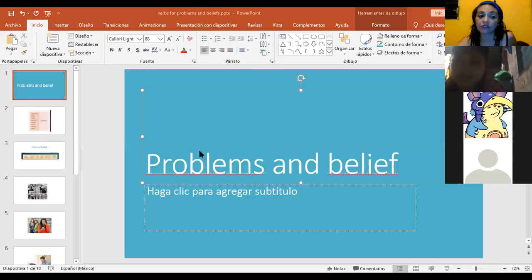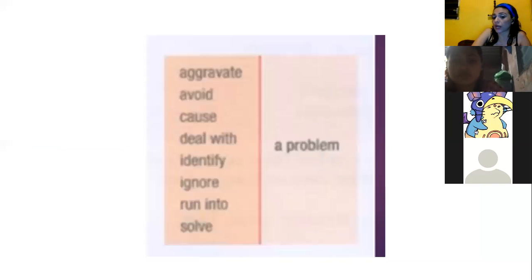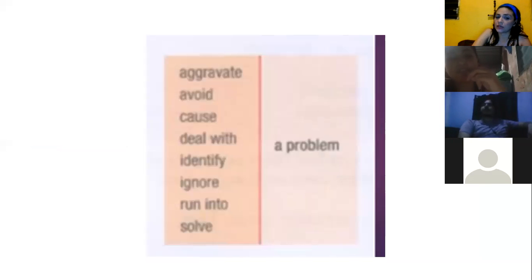All right, so here, if you have watched the platform, we have these verbs right here. They are from the platform, they're not like nothing new. So here we have this one. Roxana, can you read the verbs that we have here? Aggravate, avoid, cause, deal with, identify, ignore, run into, solve, all right?